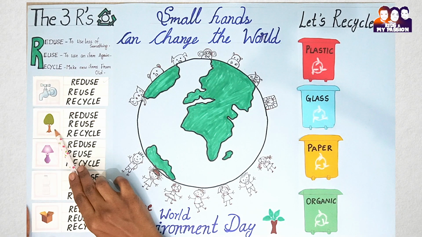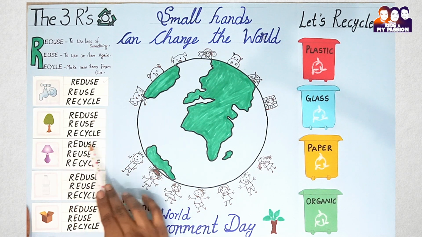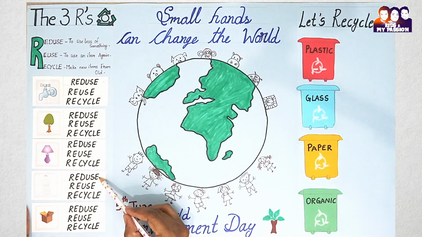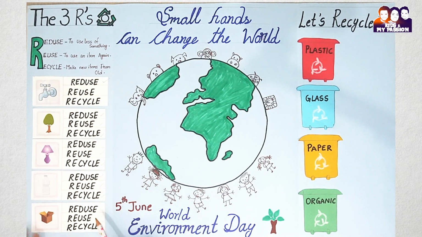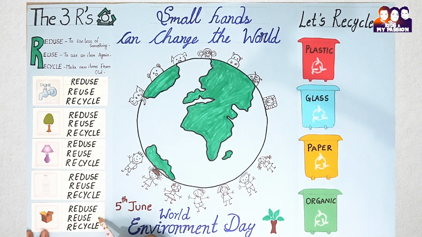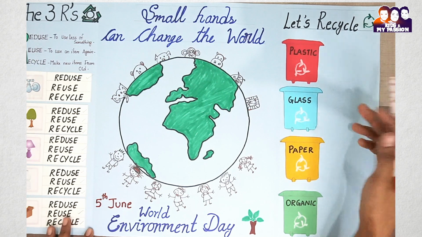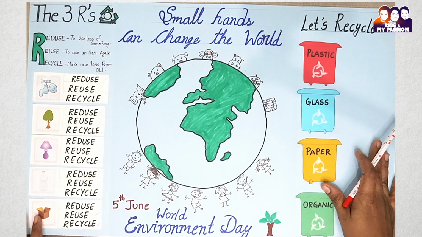Trees. Reduce, reuse, recycle. Whereas light, reduce, recycle. Plastic, they'll be selecting the option reuse, reduce, recycle. For the cardboard boxes, it is reuse and recycle. So by this activity, kids will be knowing what objects can be reused and what objects can be reduced and recycled. They will be aware of the different objects.